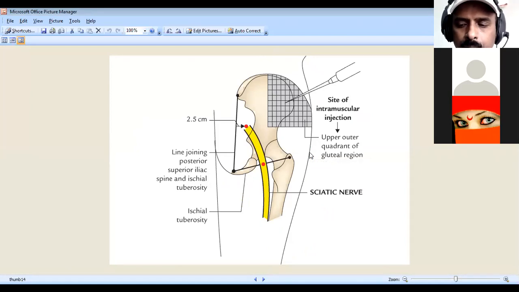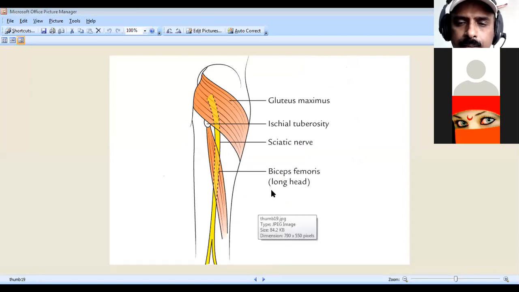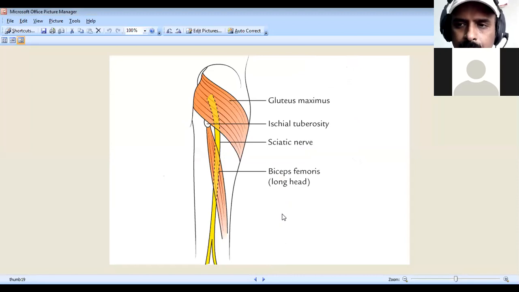You have the landmarks and the surface marking of the sciatic nerve. It is crossed by the gluteus maximus, and then it is obliquely crossed by the biceps femoris. All that will be related to the sciatic nerve. This is very important. You have to know about the sciatic nerve.